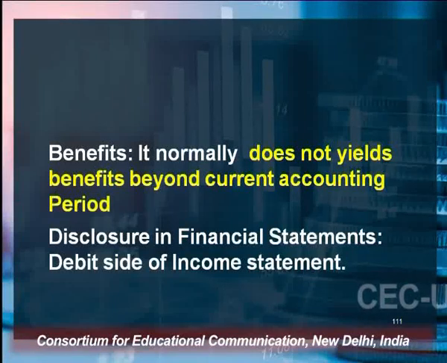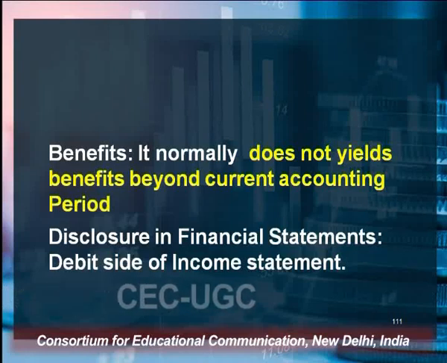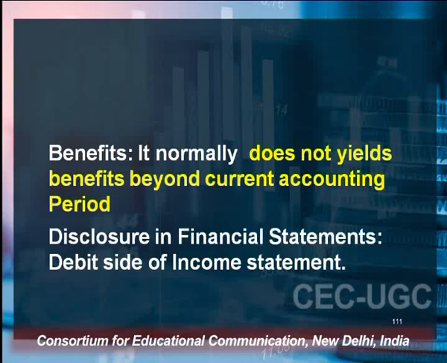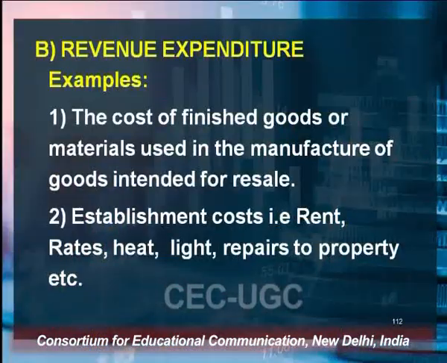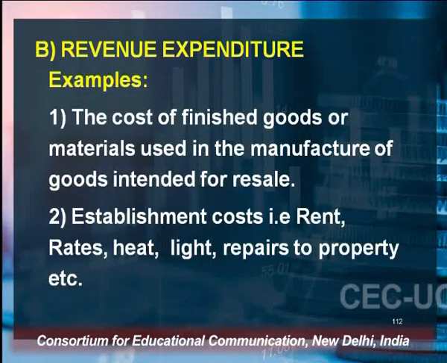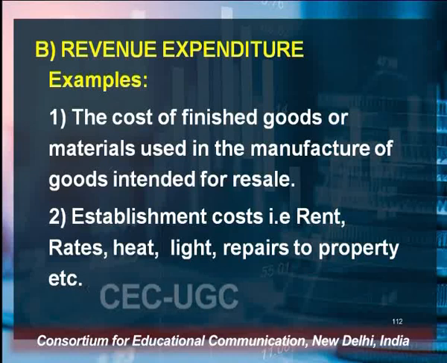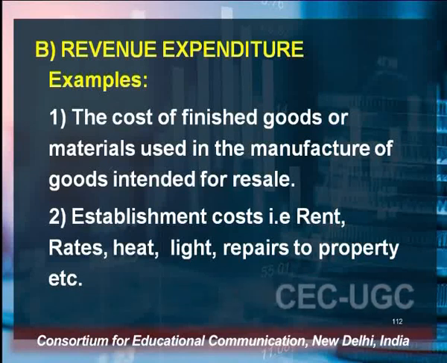The benefits of these revenue expenditures are within the current accounting period, and they are shown on the debit side of the income statement, that is, the trading and profit and loss account. Examples of revenue expenditures are wages, salaries, rent, rates, heat and lighting. Revenue expenditures are recurring in nature and capital expenditures are non-recurring. If we purchase any asset, that is capital expenditure. If we pay wages to workers or salaries to employees, these are revenue expenditures.